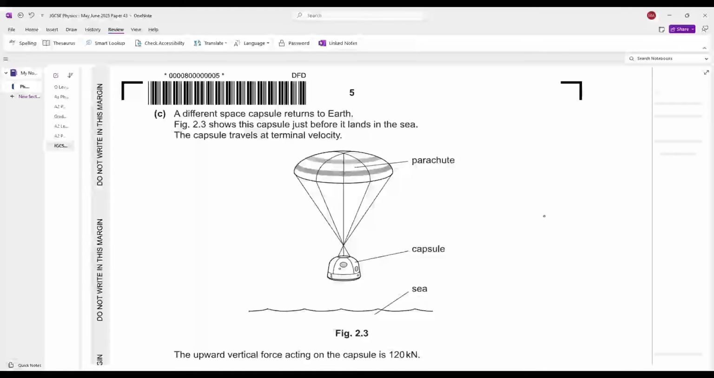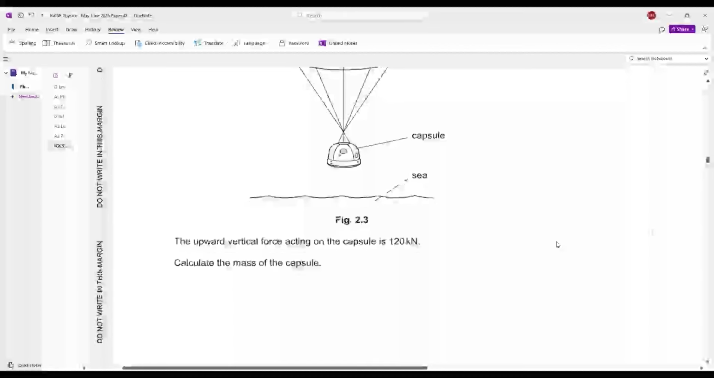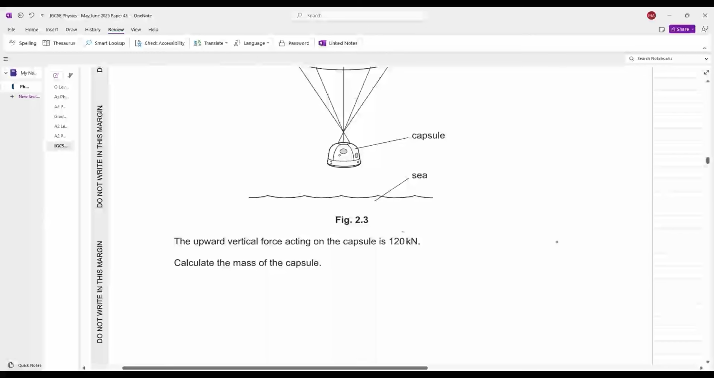A different space capsule returns to Earth. Figure 2.3 shows this capsule just before it lands in the sea. The capsule travels at terminal velocity. What do we mean by terminal velocity? The upward force is equal to the downward force in terminal velocity. The upward vertical force on the capsule is this, 120 kilonewton. What will be the downward force? The downward force will also be the same.